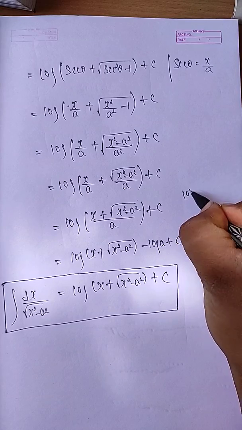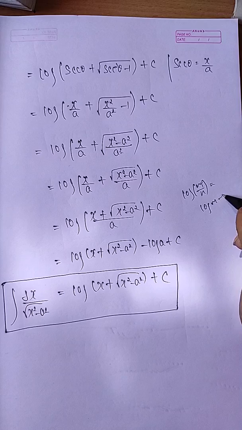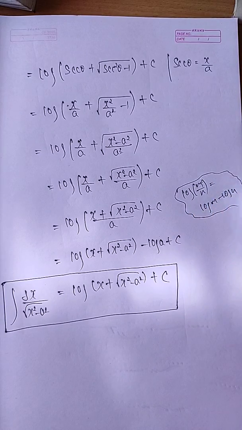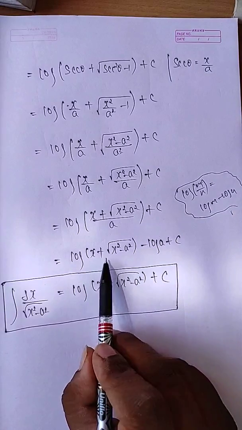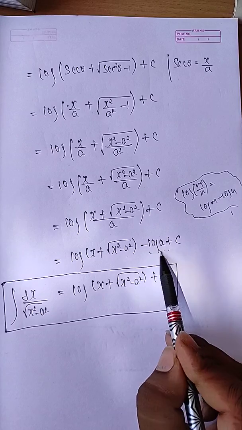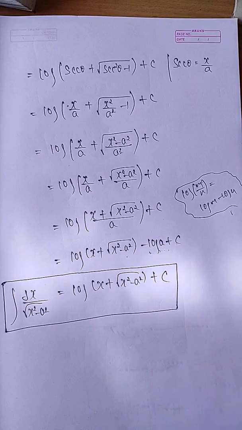So what we did in the last proof, the same way, log m by n can be written as log m minus log n. That property we are applying here. So here log of x plus root of x square minus a square, minus log a, plus c. Here log a is the constant value, plus c is c. So this is the standard form.